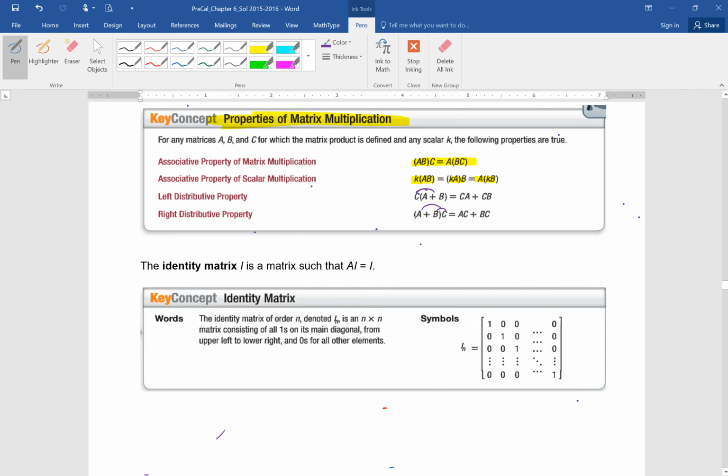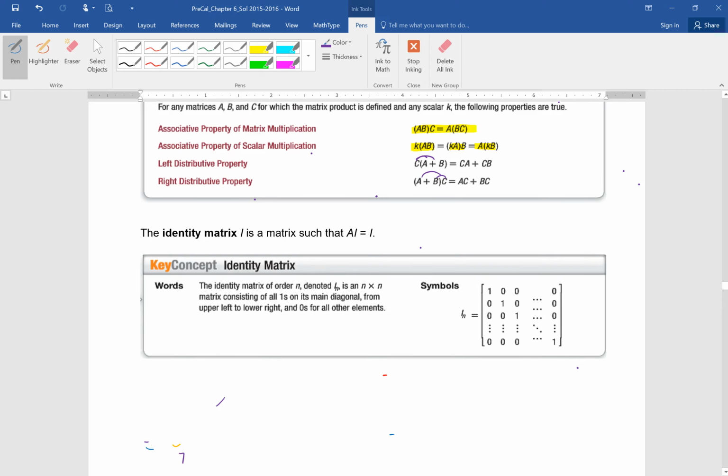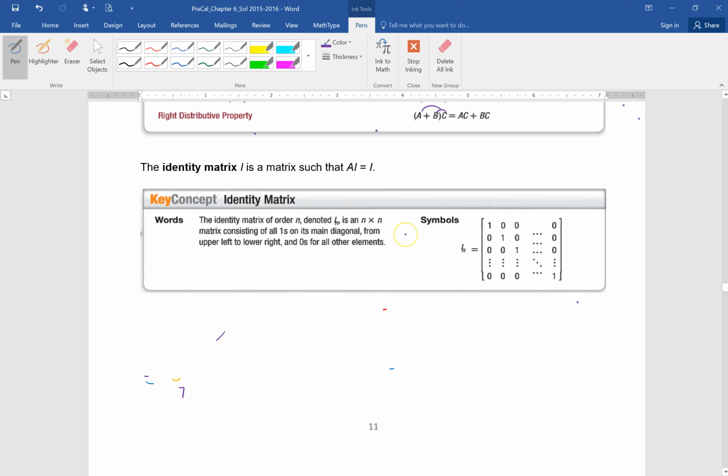No. Because then you're commuting b times c, and that doesn't work. Okay, so we know about the identity matrix. Yes, we talked about this last time. You basically have a main diagonal of 1s.